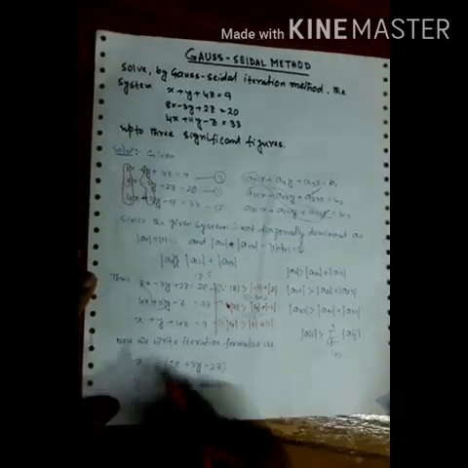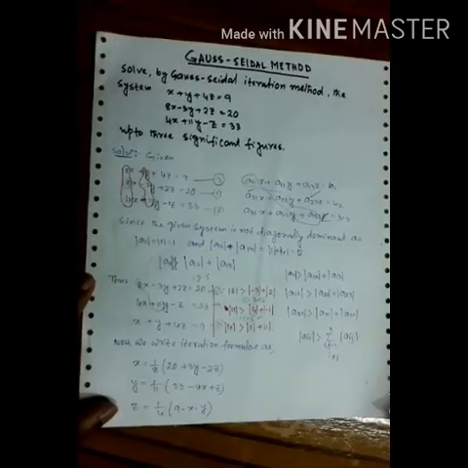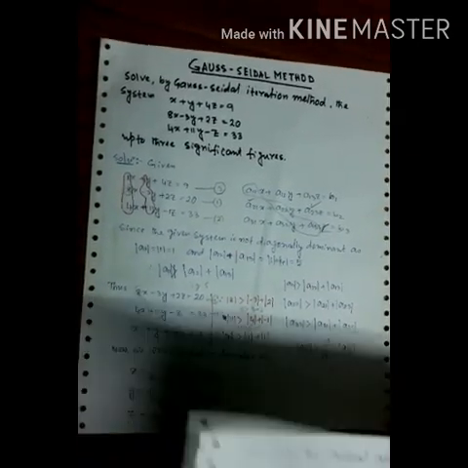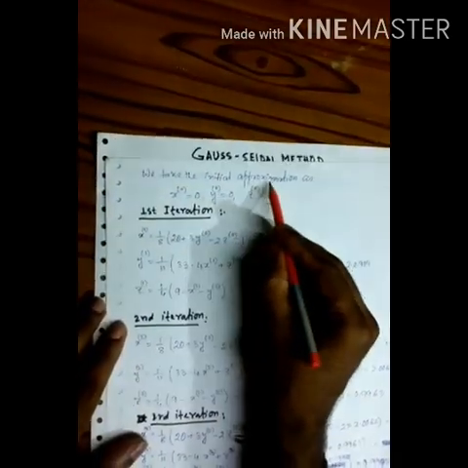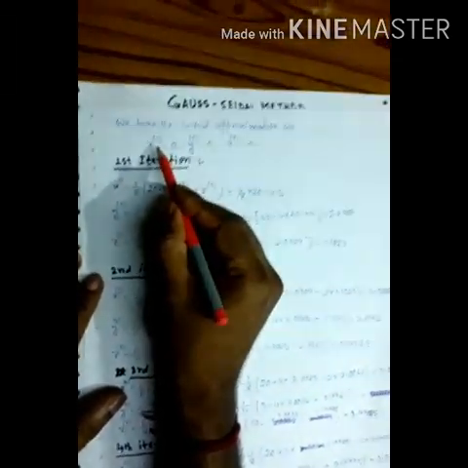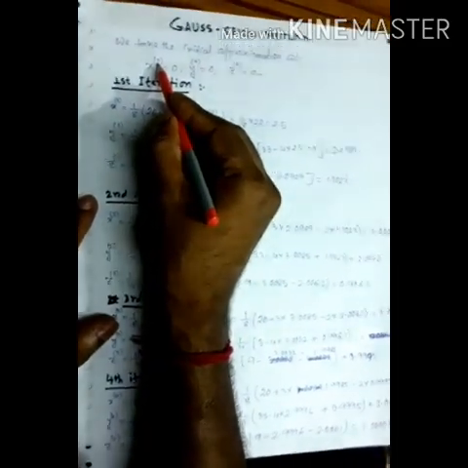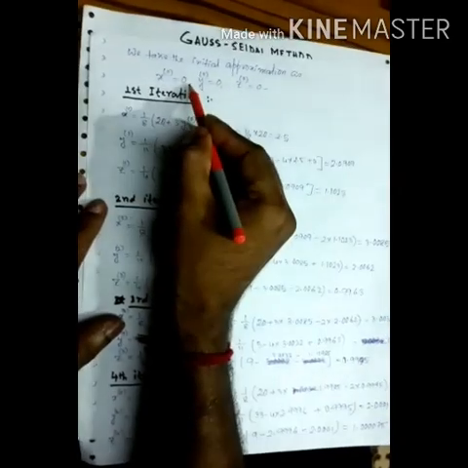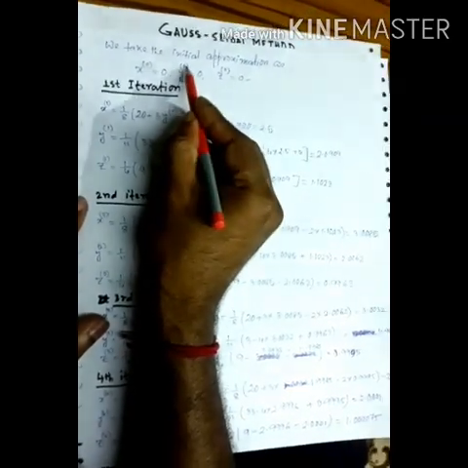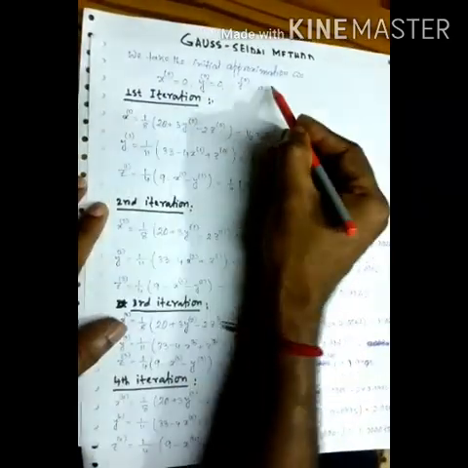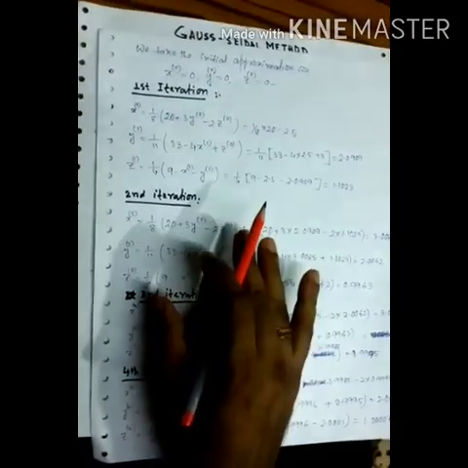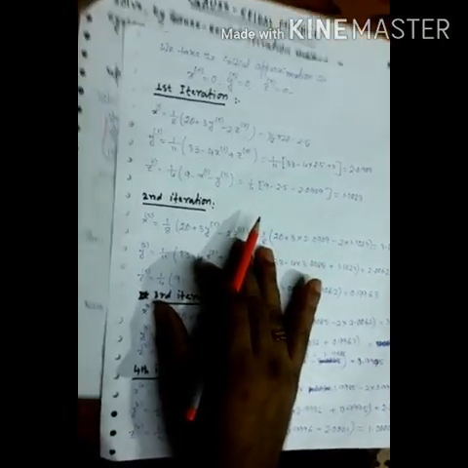Okay, now go through the solution technique. Initially we take all values as 0. So x superscript 0 is 0, similarly y superscript 0 is 0, and z superscript 0 is 0, initially all are 0. Now go through the first iteration.